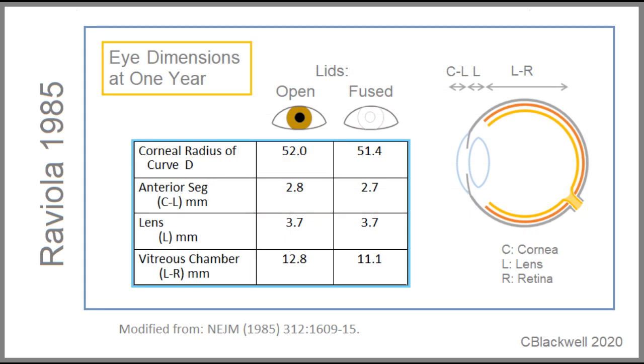Then they measured eye dimensions to see what physical changes were associated with the myopia. The first 3, corneal curvature, depth of the anterior chamber, and thickness of the lens, represent the focusing power of the eye. In these dimensions, there was no difference between the open and fused eyes, so changes in the focusing power were not the source of myopia. The only difference was the depth of the vitreous chamber. In other words, the mechanism of myopia development was increasing length of the eye.